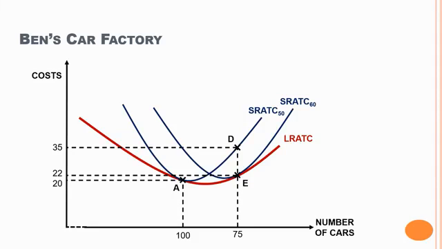How do I know that? I know it because it is for this level of output, 125, that my short-run ATC is equal to my long-run ATC. Okay, so basically from A to D, this is the short-run adjustment, and from D to E, this is the long-run adjustment. All right, I hope this makes sense.